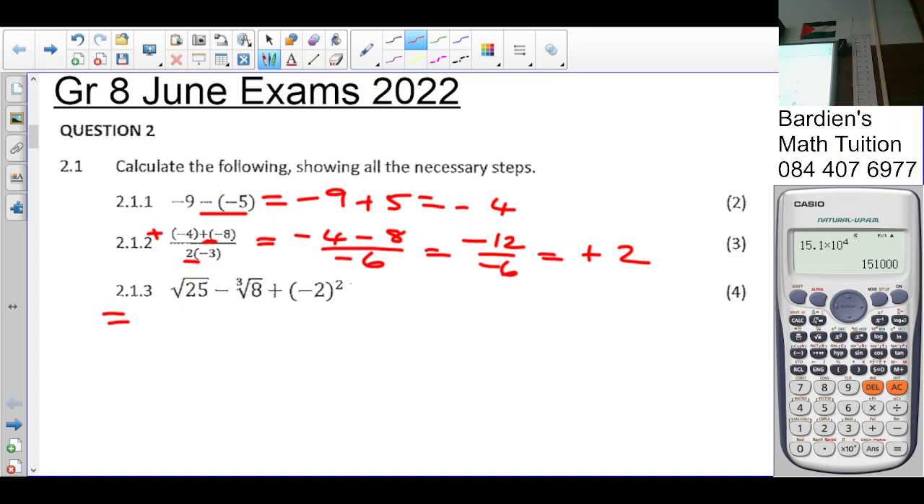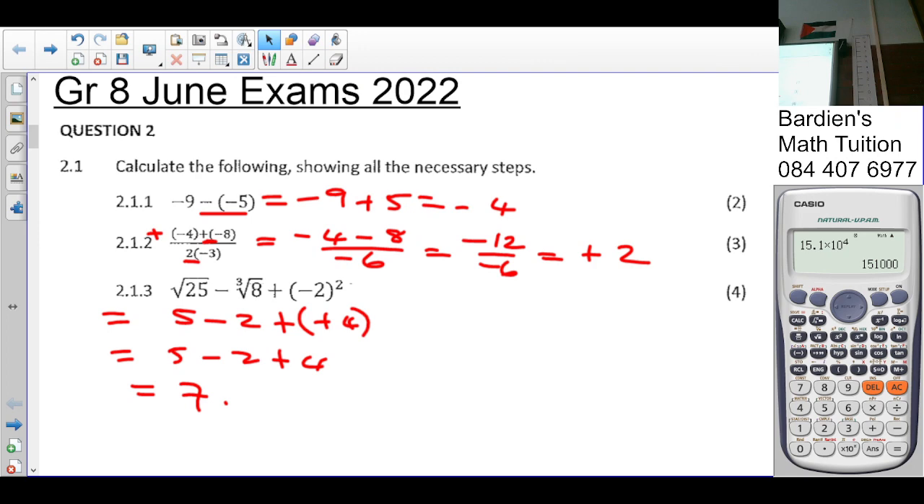The square root of 25 is 5 minus what's the cube root of 8? Cube root of 8 is 2 plus -2 squared is -2 times -2, which is positive 4, which is simply 5 minus 2 plus 4. 5 minus 2 is 3. 3 plus 4 is 7. Okay.